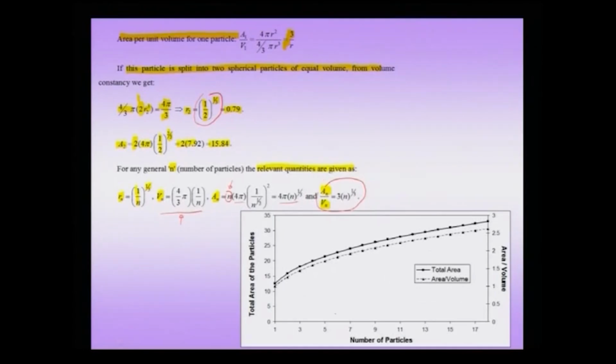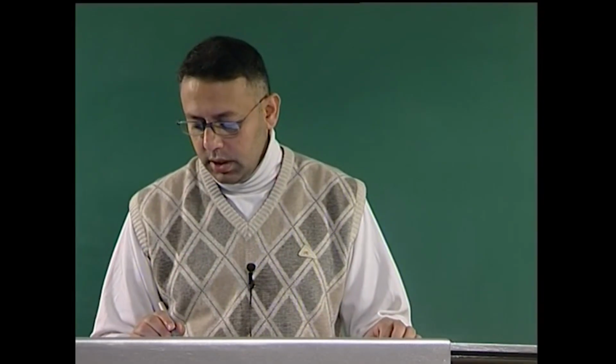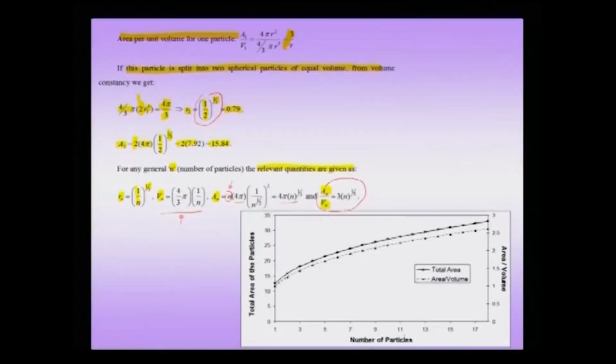So, if I now plot these quantities to get a feel how these things change, the plot is shown here. This is the number of particles, and initially I am starting with a small number of particles, starting from 1, I go to about say 17 particles here. And I have two relevant quantities: the primary axis refers to the total area of the particles, and the secondary axis refers to the area per unit volume, which is this formula here.